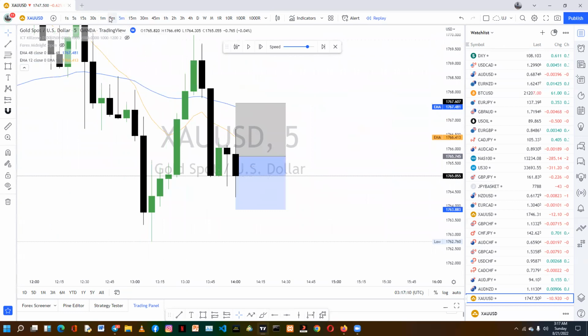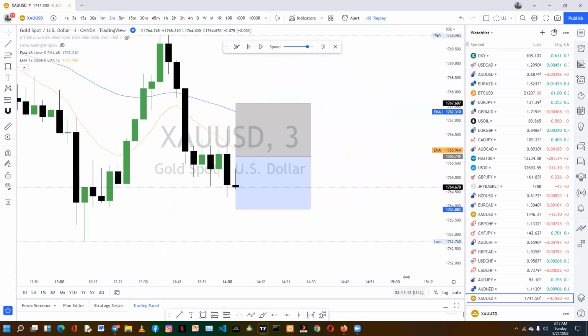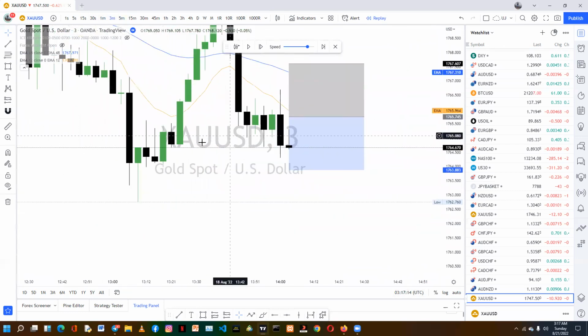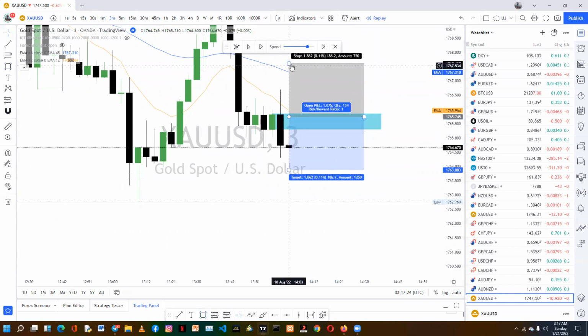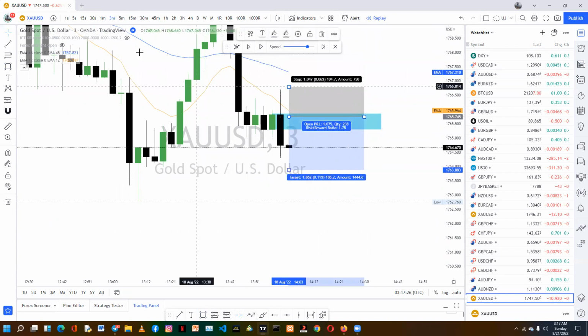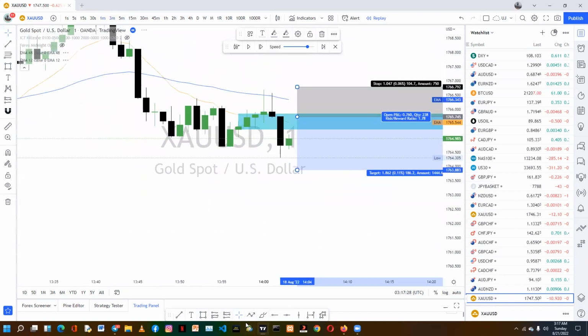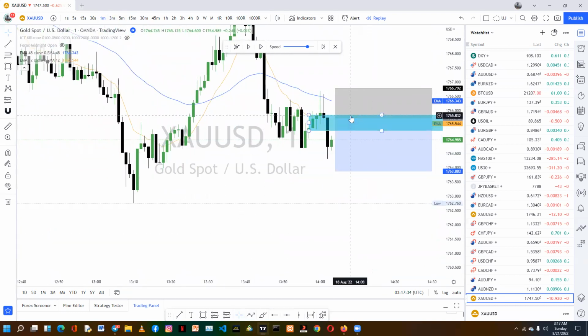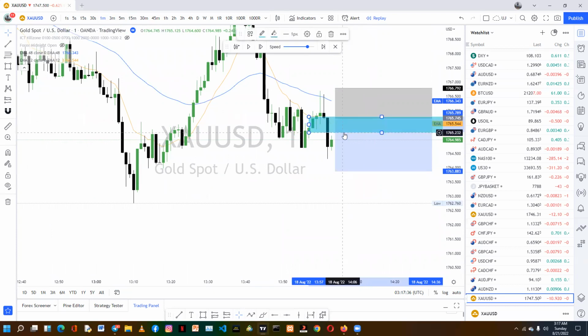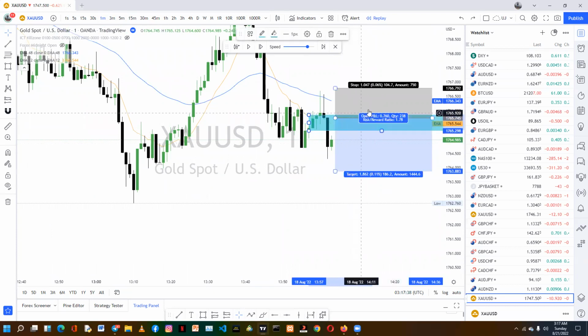So on the 3 minute chart, we have a base. Can you see? A very, very nice base here. And your stop loss will be above this on the 1 minute chart. So let's go back to the 1 minute. This is our base.